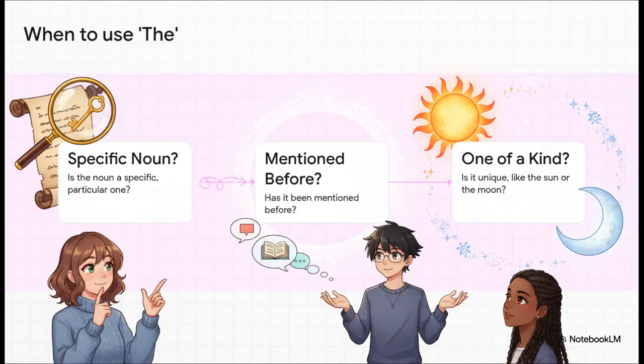So how do you know for sure? Well, just run through this quick mental checklist. First, am I talking about a very specific, particular one? Second, have we already mentioned this thing before? And third, is it literally one of a kind? Like the sun or the moon. If you get a yes to any of those, chances are you need to use the.